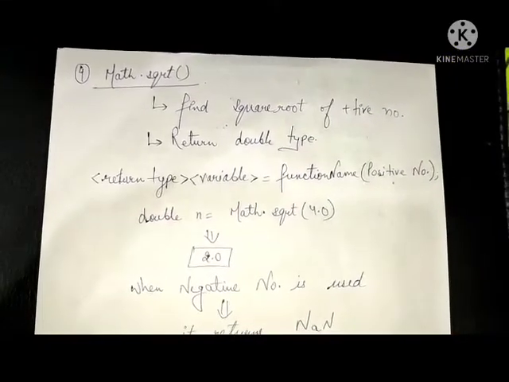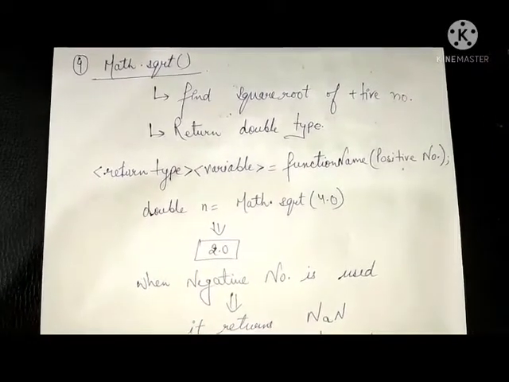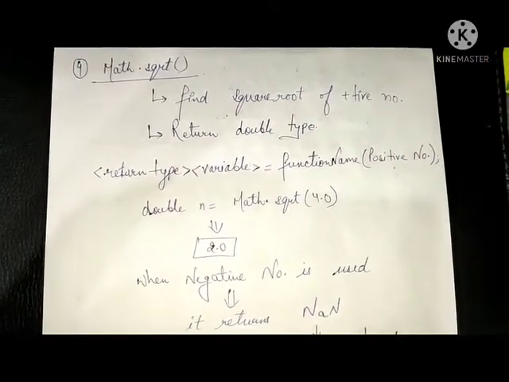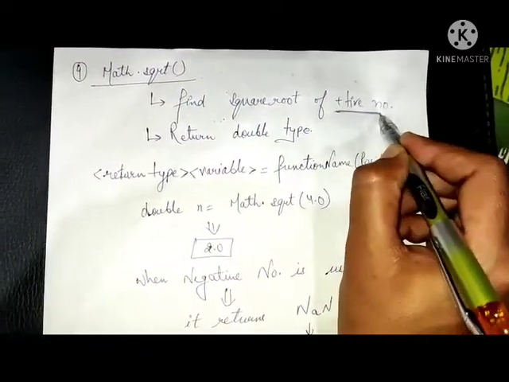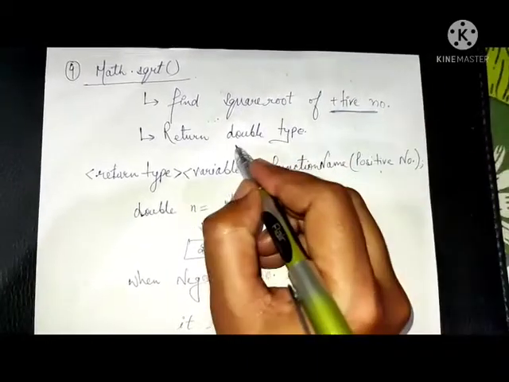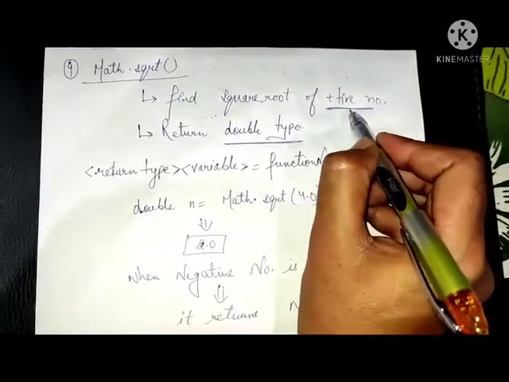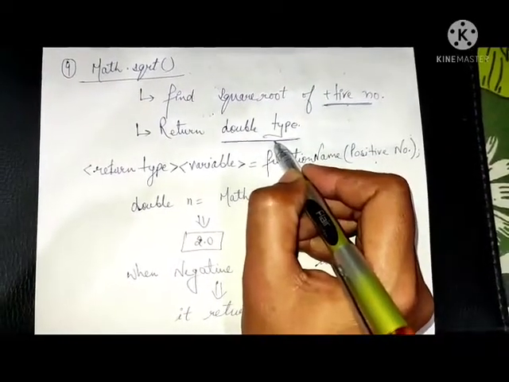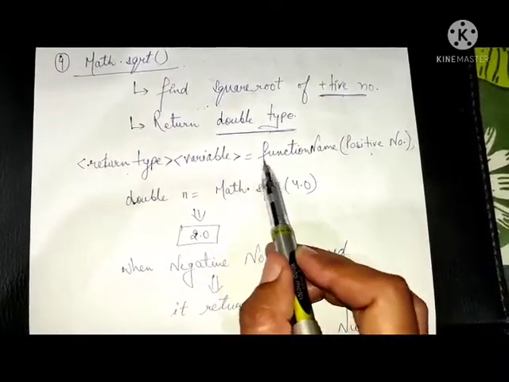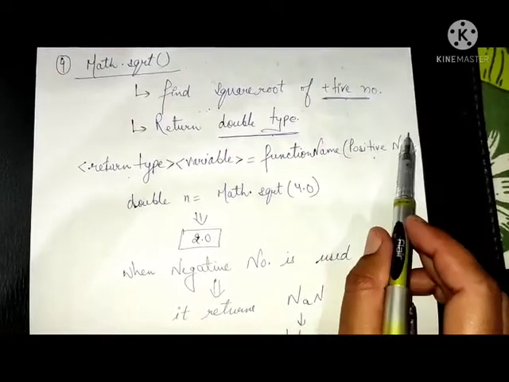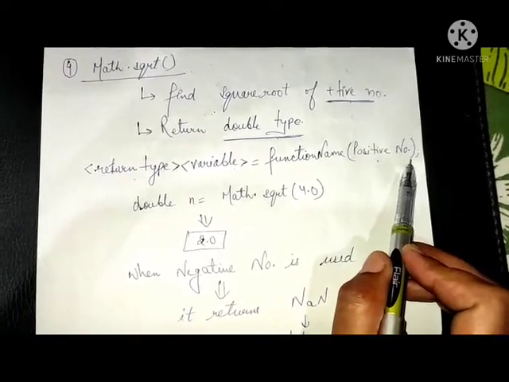Next, fourth method is math.sqrt, that is the square root method. This method is used to find the square root of any positive number. It's mandatory, any positive number. It always returns double type. Two things that you have to note down: it will find the square root of a positive number and it will return a double value. Syntax is same, return type variable is equal to function name, and as argument you have to pass the positive number, only one value.